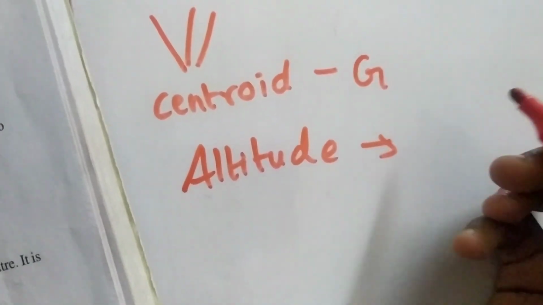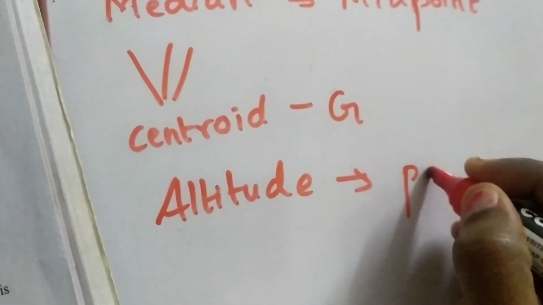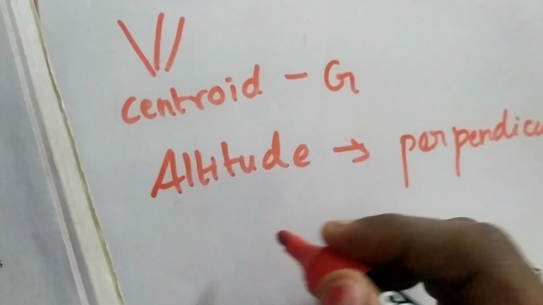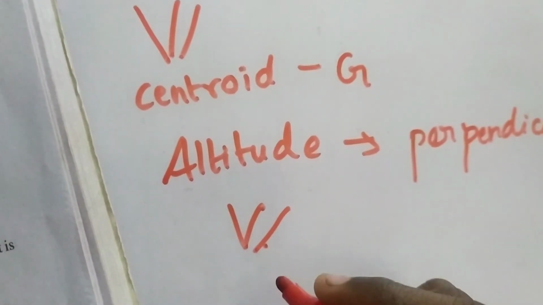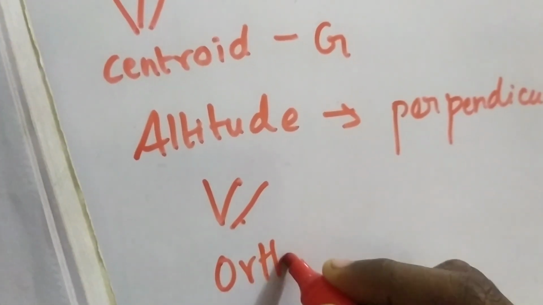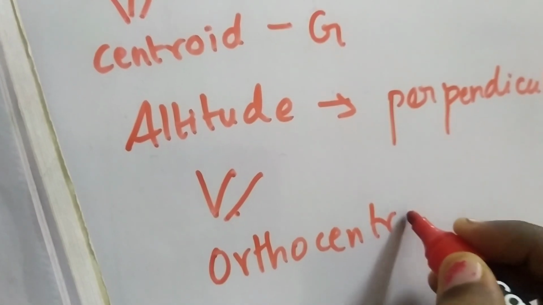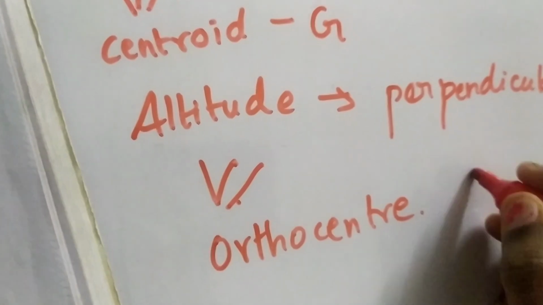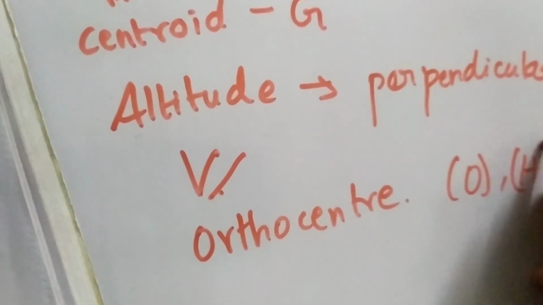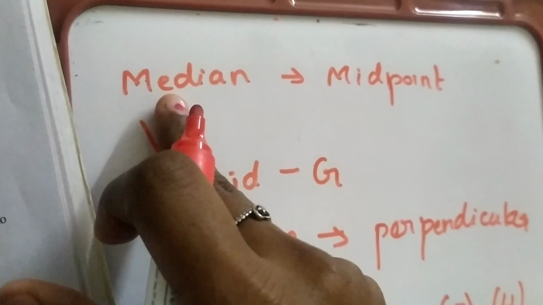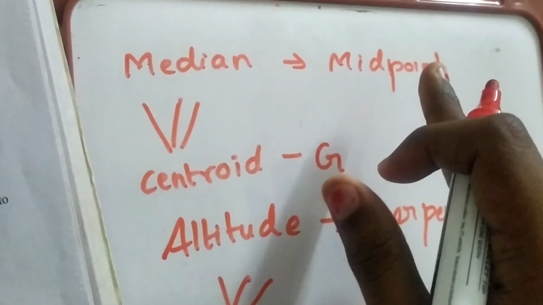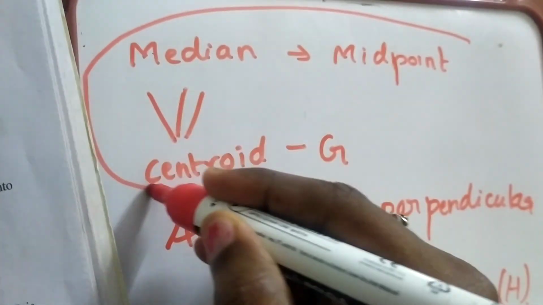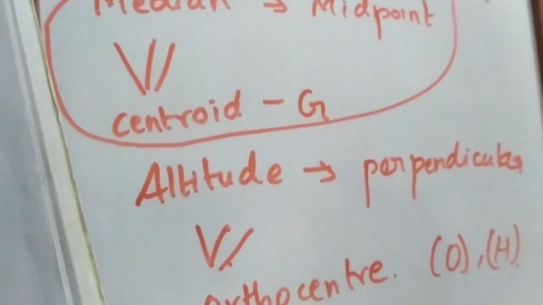Altitude means drawing perpendiculars. Then the intersection of altitudes refers to the orthocentre. Orthocentre is denoted by O or H. Understood? So I already told you, we draw a median by using the midpoint. The intersection of all medians refers to the centroid. Centroid is denoted by the symbol G.